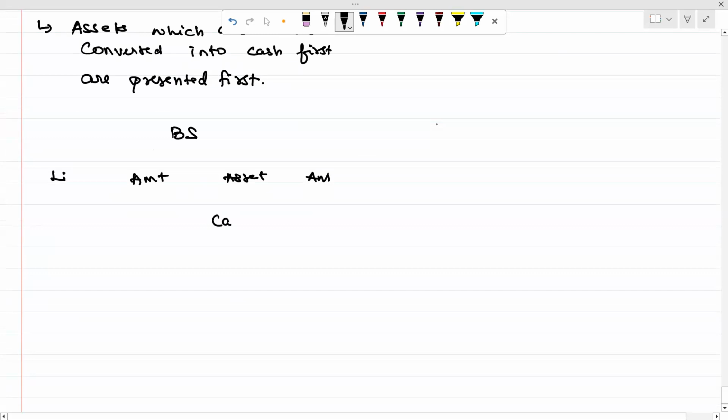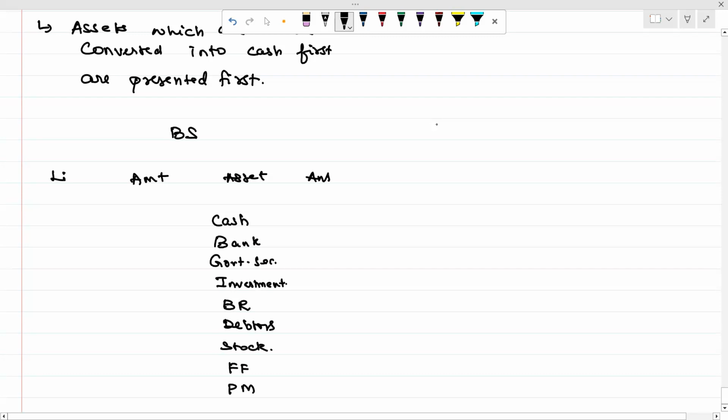In this part, order of liquidity, I will easily get cash. What is the immediate thing? I will get immediate cash, or cash in my bank, or my government securities. Then I will have my investments, readily saleable investments. Then bills receivable, then debtors, then stock, which I sell. Then furniture and fixtures, then plant and machinery, and finally land and building. That is the order of liquidity.